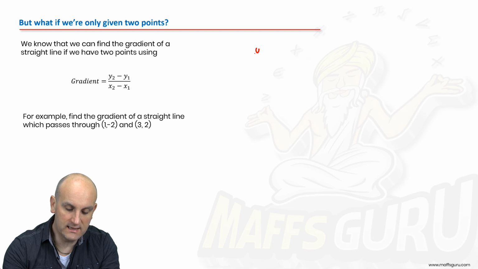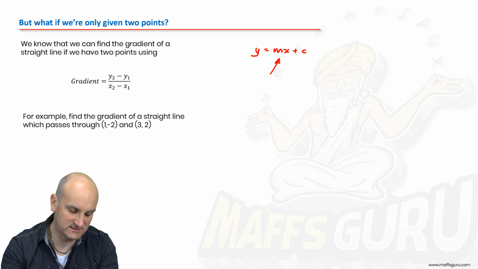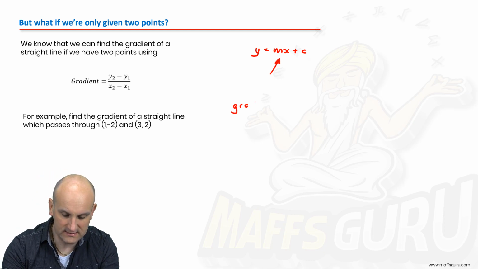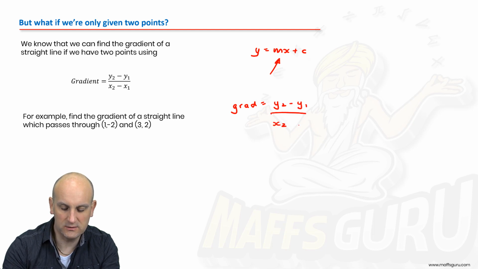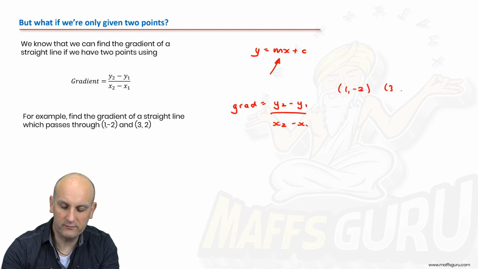If we go back to y equals mx plus c, we can find the gradient using 2 points, no problems. We've done this in a previous lesson, so let's do this now. So we have gradient is equal to y2 minus y1 on x2 minus x1. What are my two coordinates? 1 comma minus 2 and 3 comma 2.